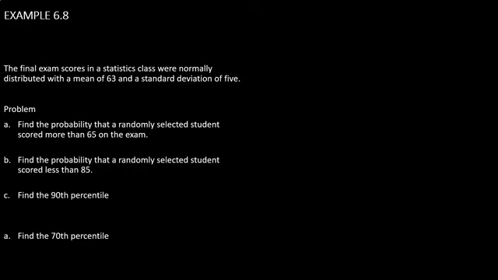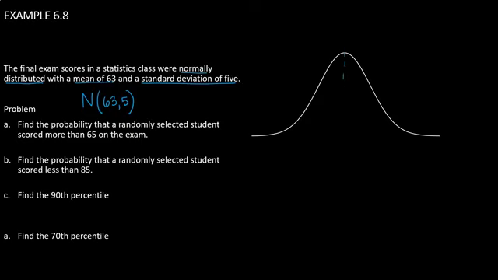If we look at a set of final exam scores from a statistics class that are normally distributed with a mean of 63 and a standard deviation of 5, then we can use the normal distribution to answer questions about various probabilities. For example, maybe we want to see the probability that a randomly selected student scored more than 65 on the exam. The first thing you should do is draw a diagram.